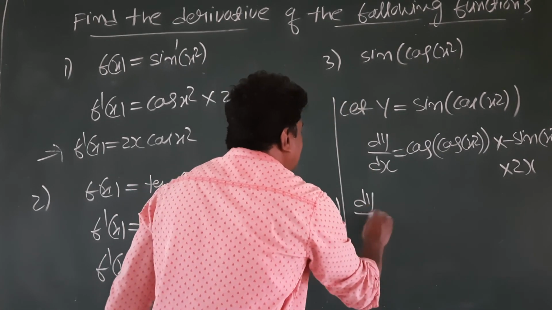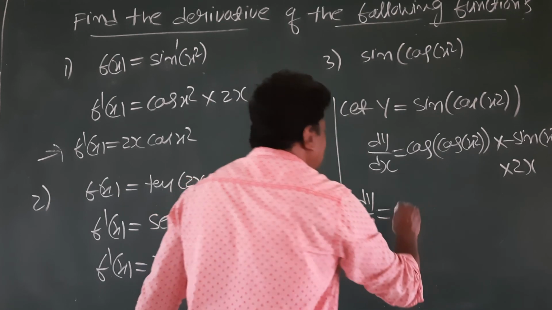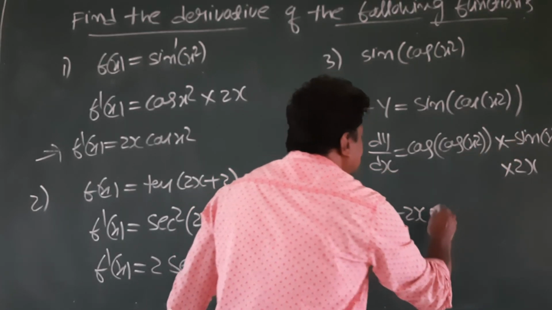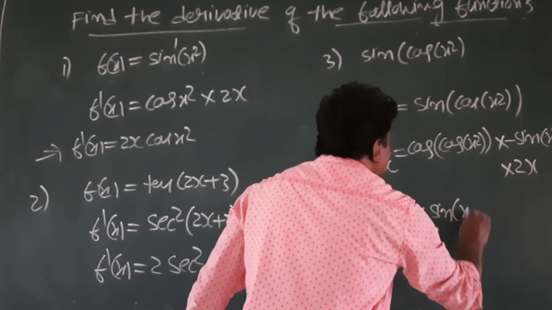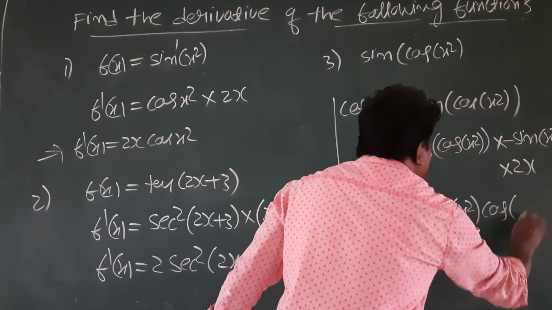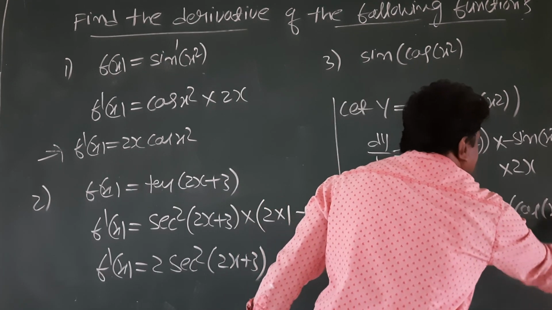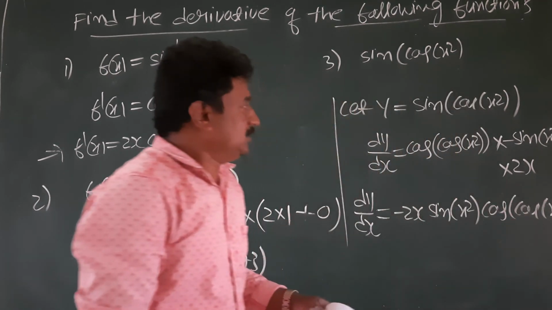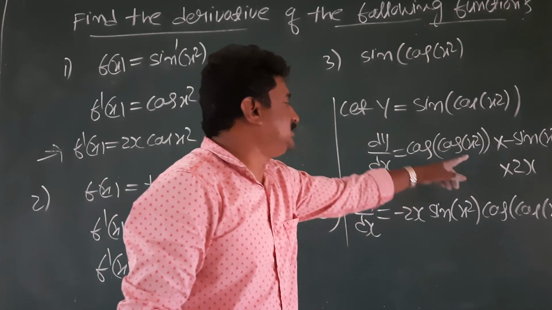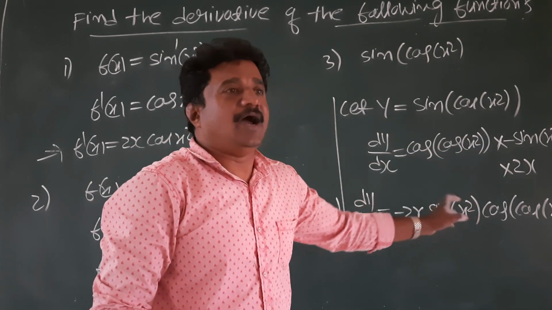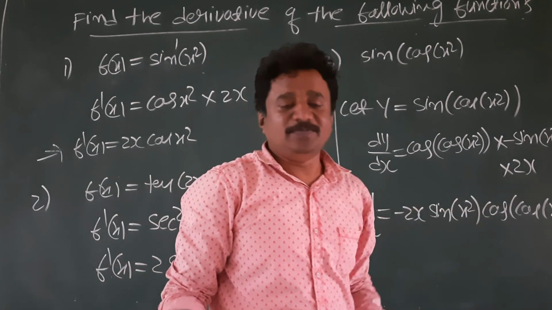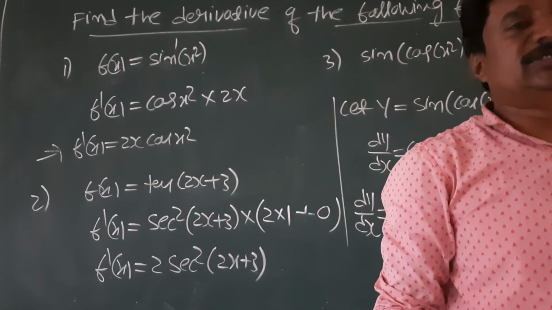So dy by dx is equal to minus 2x into sin x square into cos x square. So a into b into c is the same as b into c into a. I hope you understood, students. Let us stop this class. We shall continue in the next class. Thank you.